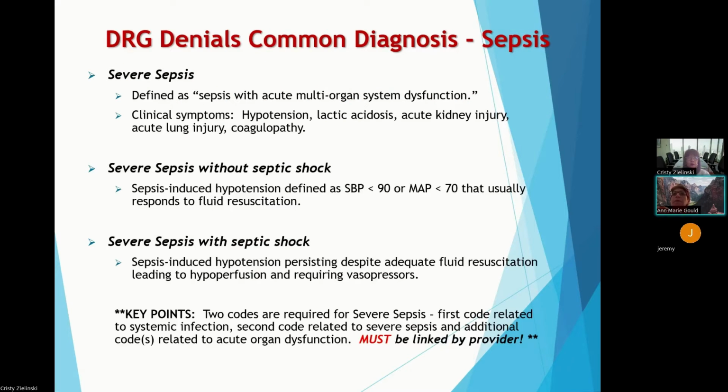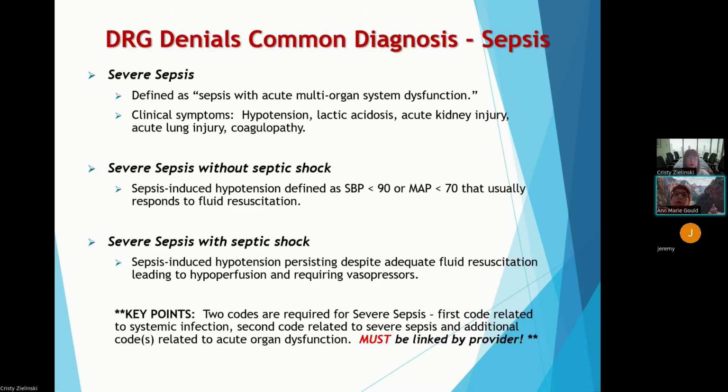Okay, so when it comes to severe sepsis, of course, this is sepsis with acute multi-organ system dysfunction, right? So you're going to look at what your clinical symptoms are. You usually have hypotension, you've got a lactic acidosis. It could be acute kidney injury, acute lung injury, or coagulopathy. Those could be some of the symptoms that are developing, and that could be your acute multi-organ system dysfunction, your multi-organ failure, so to speak.